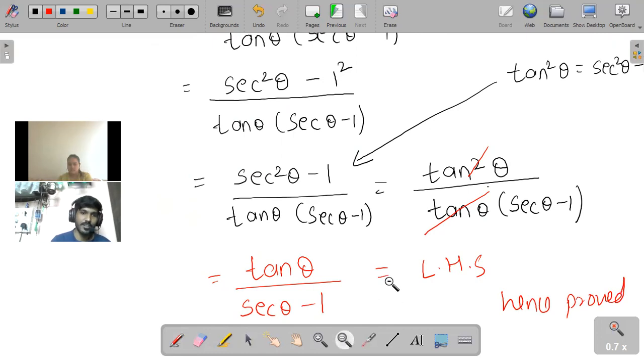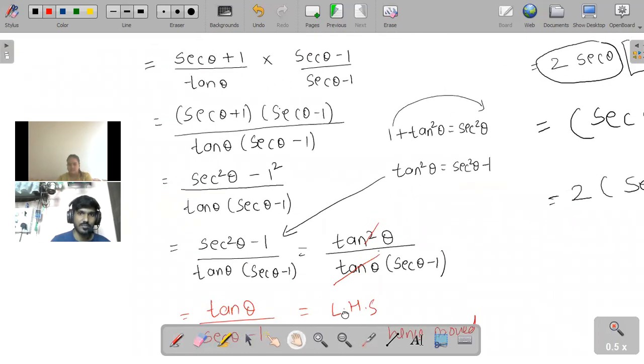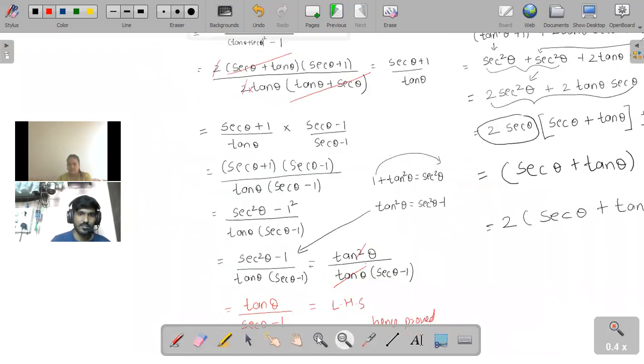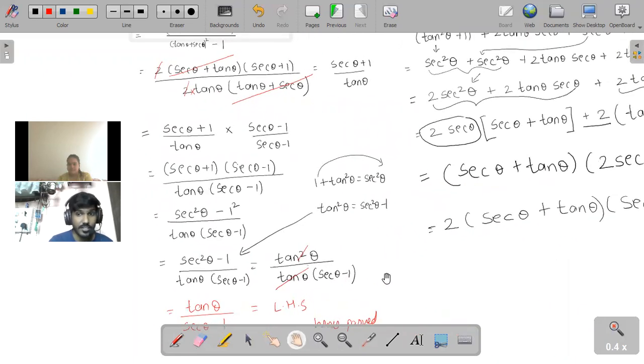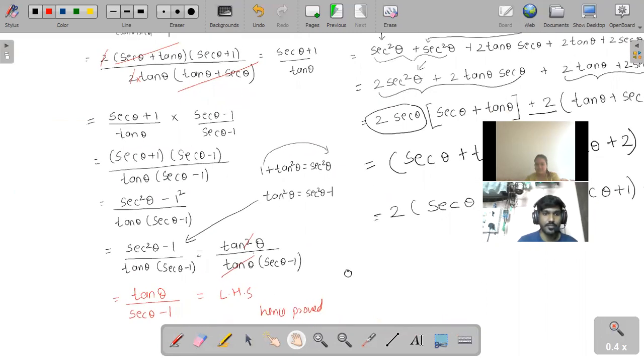You understood this last part? Yeah. Okay. Now, this is a really lengthy sum, so that's why I did it in parts.